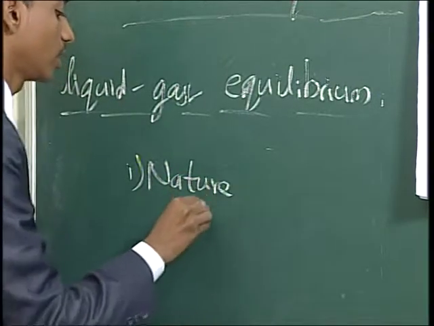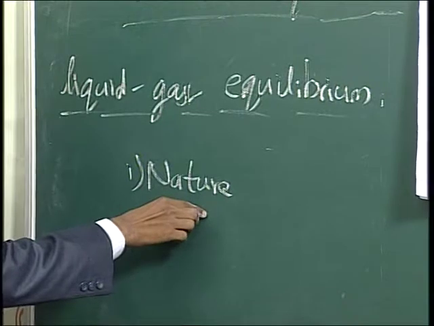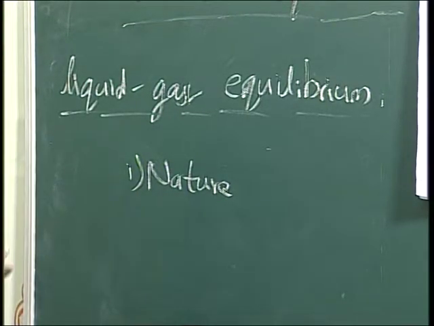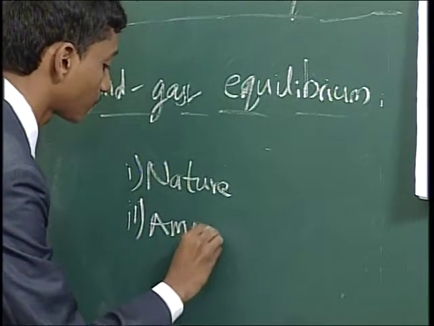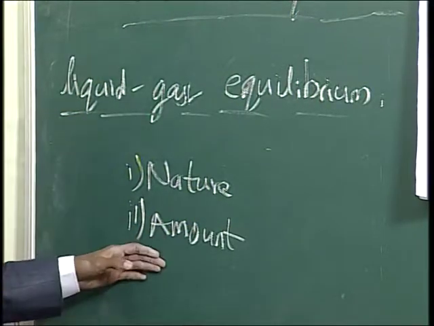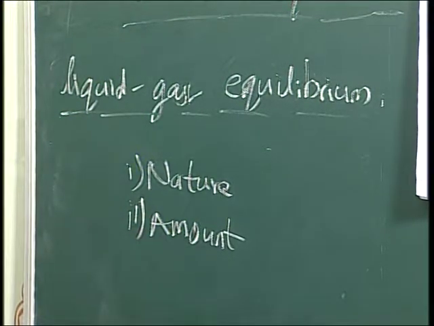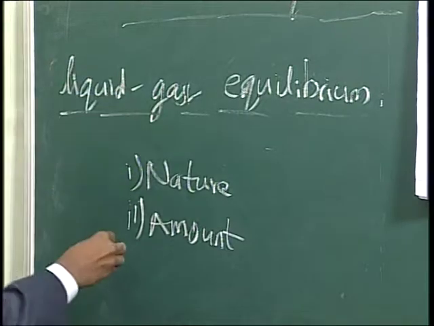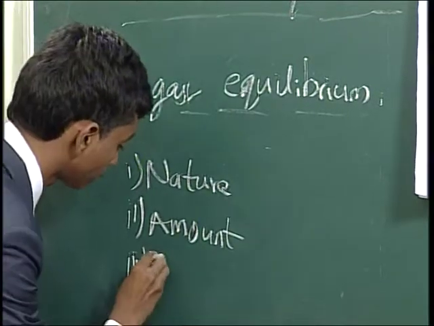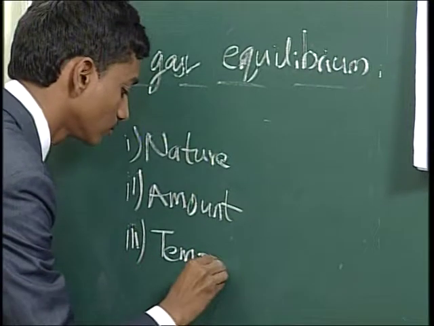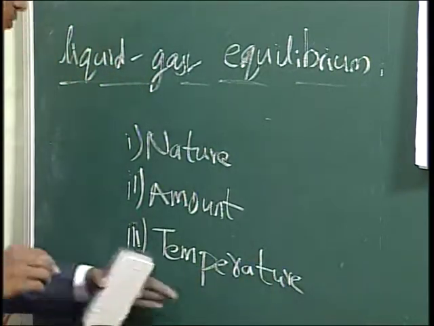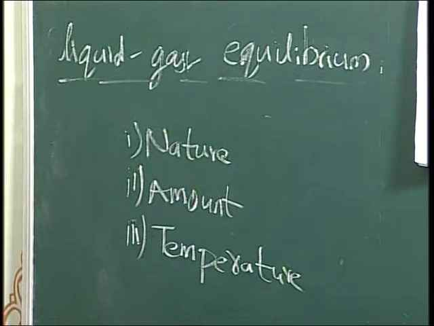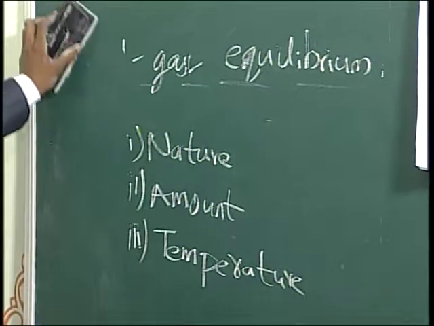product, which means if it is a volatile product, it can evaporate very easily. It also depends on the amount of liquid: if you take a little bit of liquid, it will evaporate easily within a short time. And one more thing is temperature. If you increase the temperature, the liquid evaporates more easily.